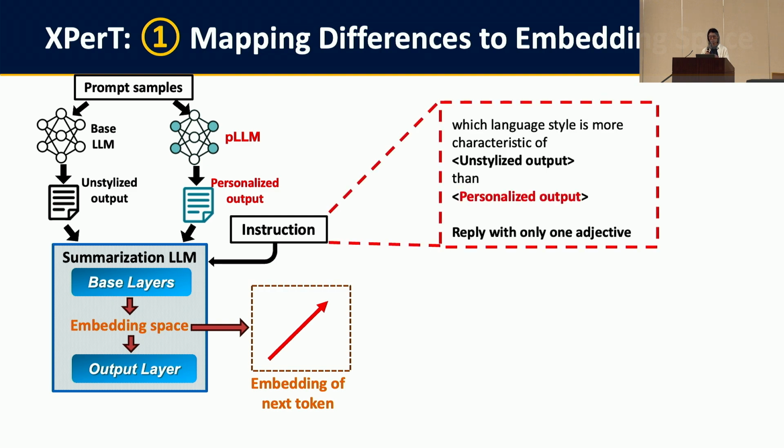For the instruction, we prompt the model to summarize the difference into one adjective, so that the difference is captured by the embedding of the first token.